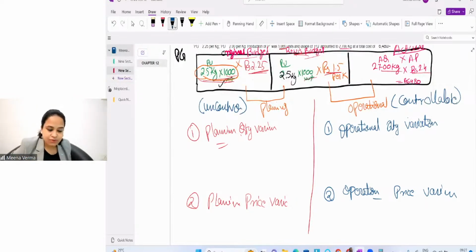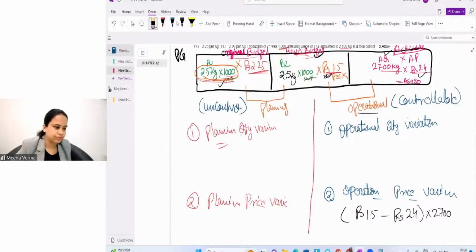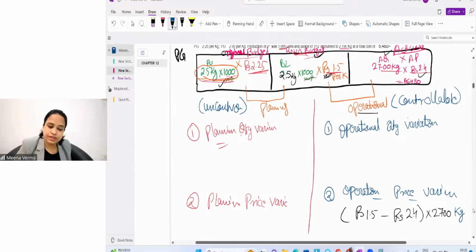Okay, so now let's see what the price variations are. What is the formula for operational variation? Revised budget minus actual budget. This is the formula. So see what is the revised price and what is the actual price. Rupees 1.5 minus rupees 2.4, right? Into actual quantity sold. Right? Solve it, you will get the answer.